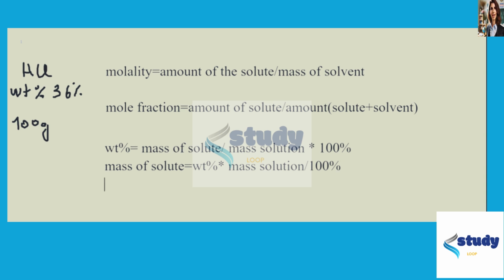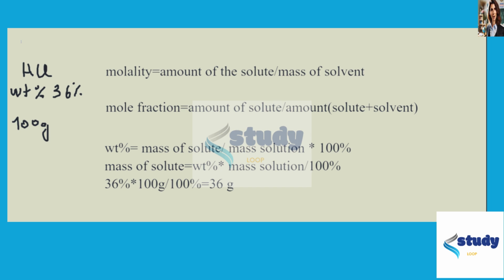If we solve it for our 36% times 100 grams that we've assumed, divide this by 100%, we will obtain the mass of the hydrochloric acid, which is 36 grams in this case. So this is a very easy calculation, and this is a very easy representation of the actual amounts in our solution.